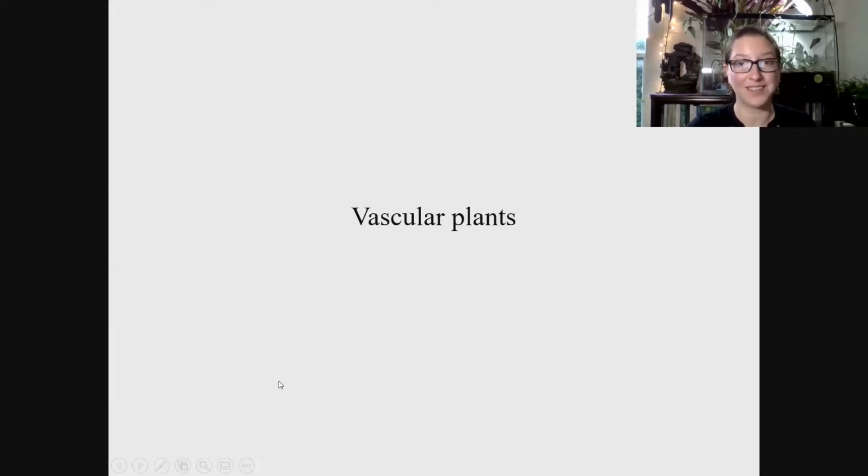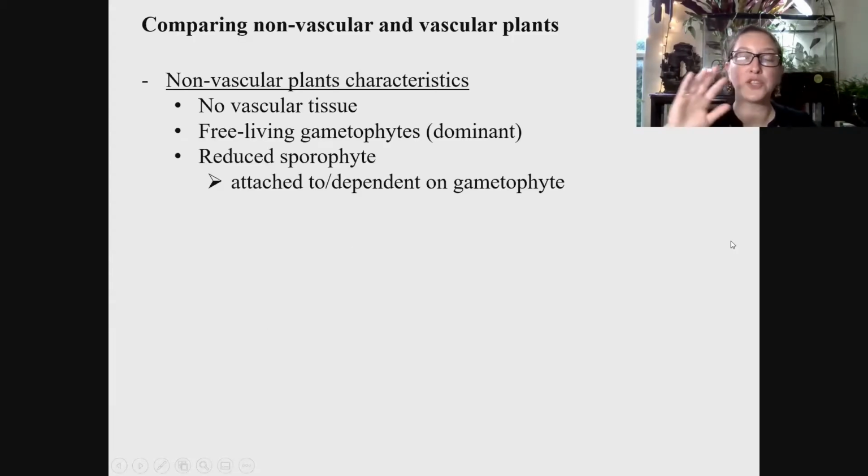So, vascular plants. Last time we talked about non-vascular plants, and there's a reason why we call them non-vascular. It's because they lack a vascular system. They don't have xylem and phloem. But vascular plants, surprise, have xylem and phloem, and that's why we call them vascular plants. So just to compare non-vascular plants and vascular plants.